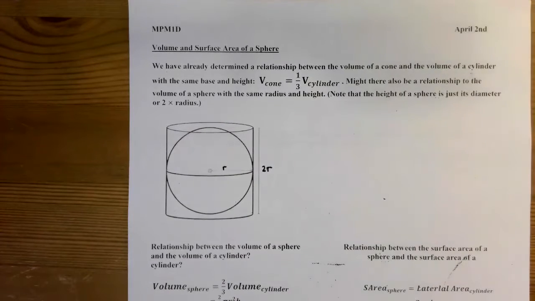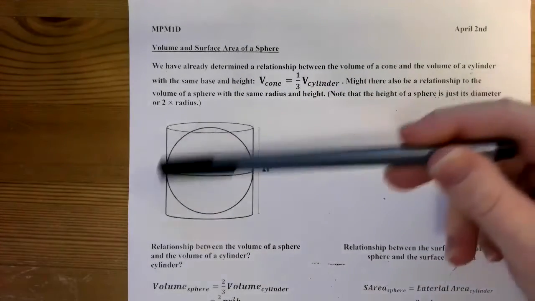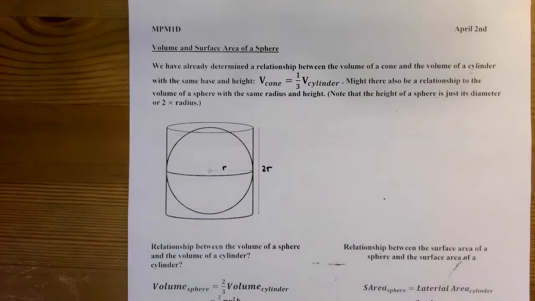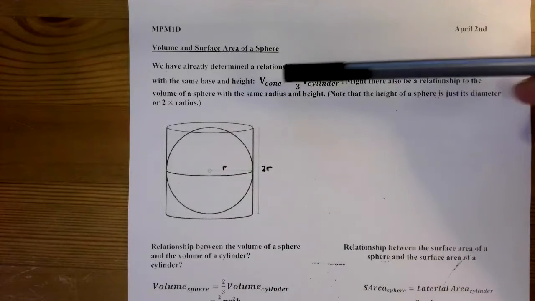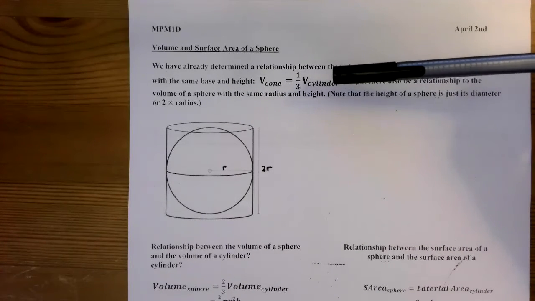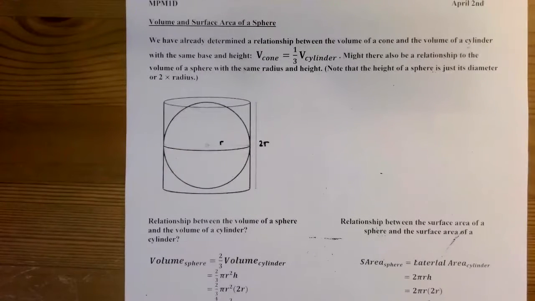Just like there's a relationship between the volume of a cylinder and the volume of a cone, there is a relationship between the volume of a sphere and the volume of a cylinder. When the volume of the cone was 1/3 the volume of the cylinder, the volume of the sphere is actually going to be 2/3 the volume of the cylinder.